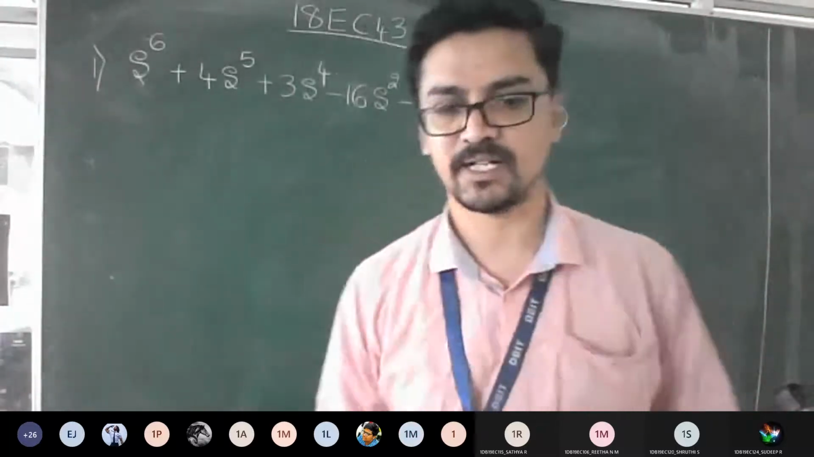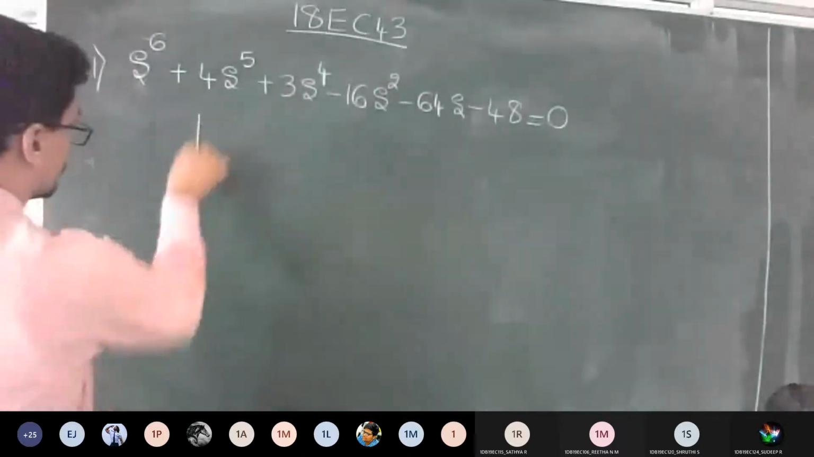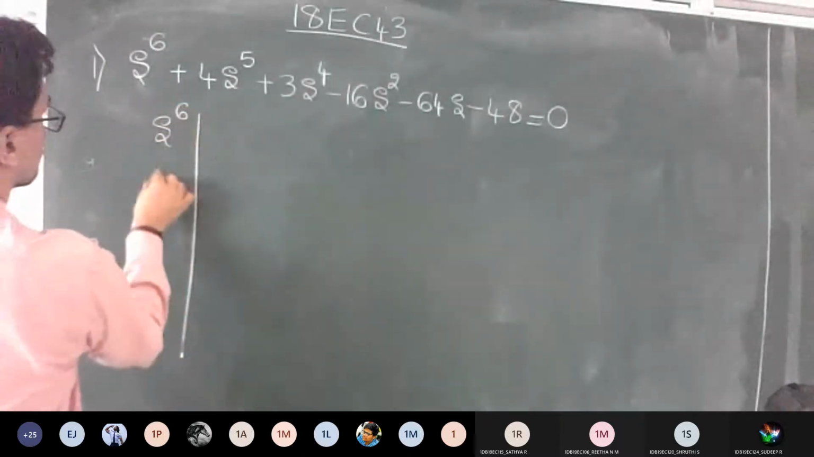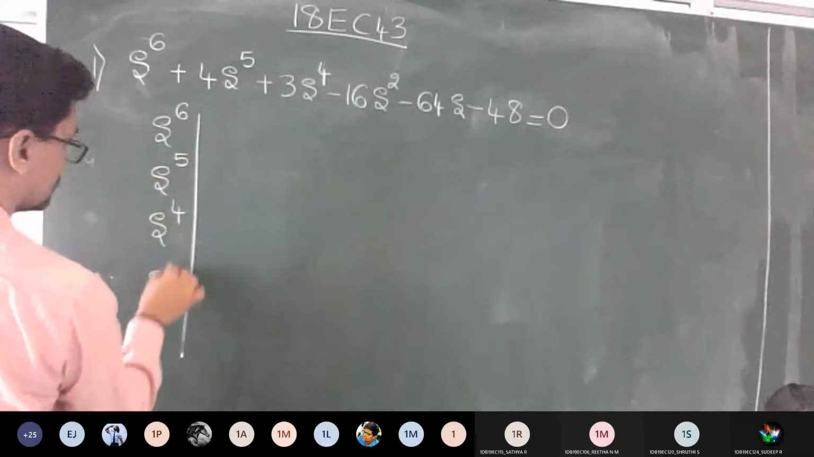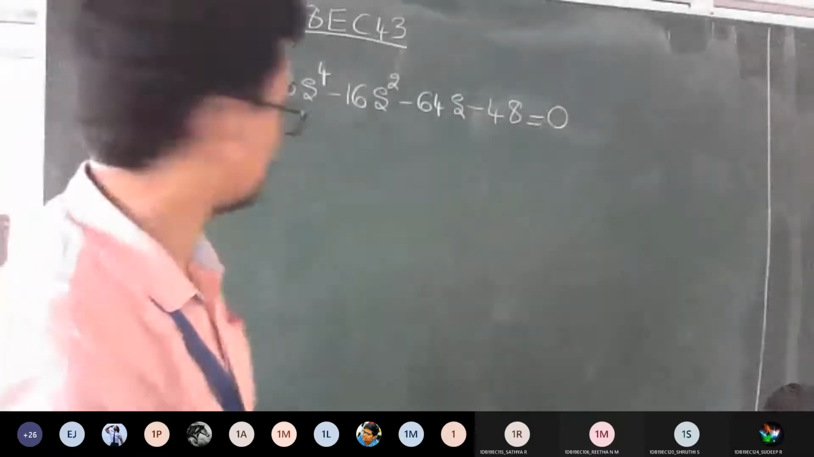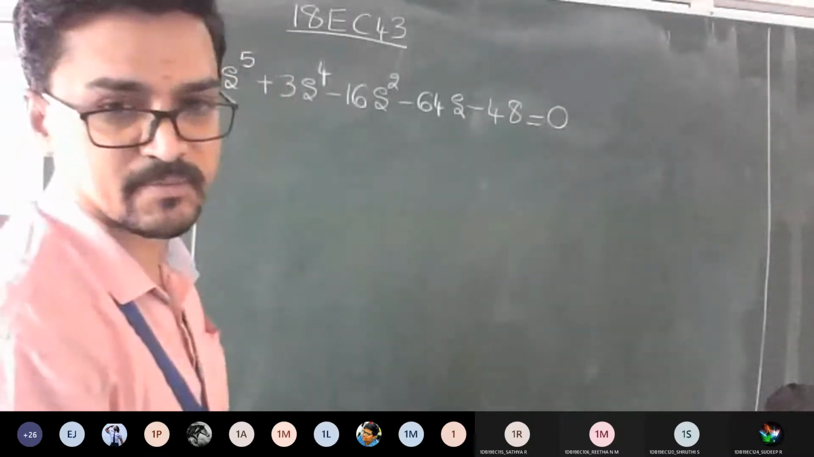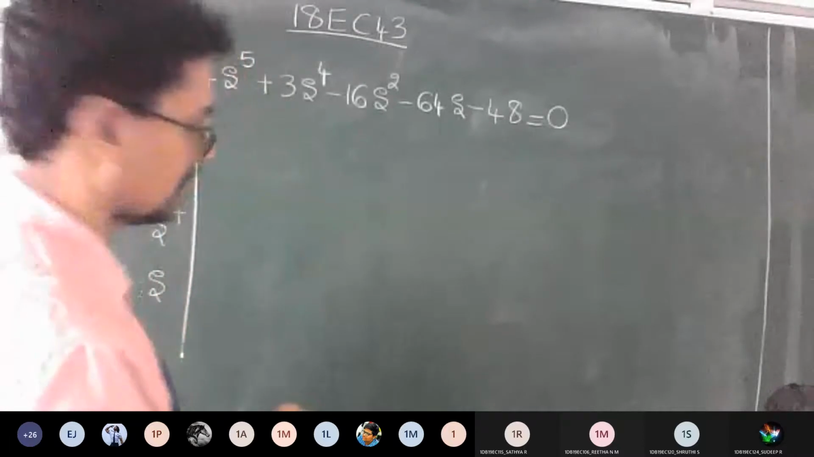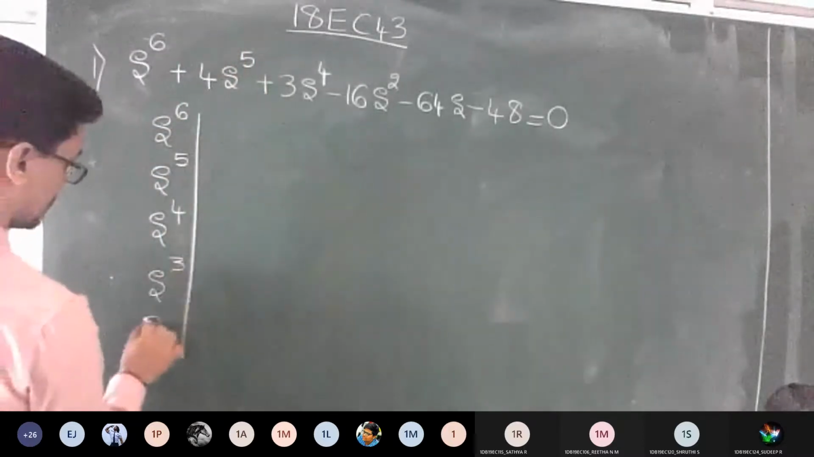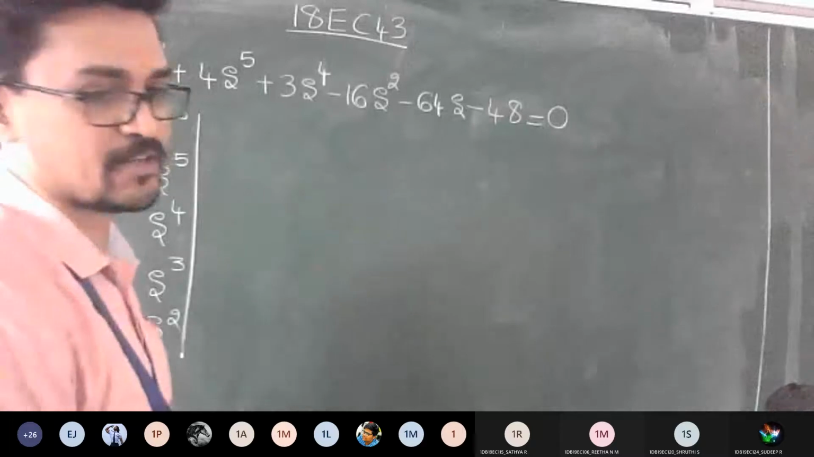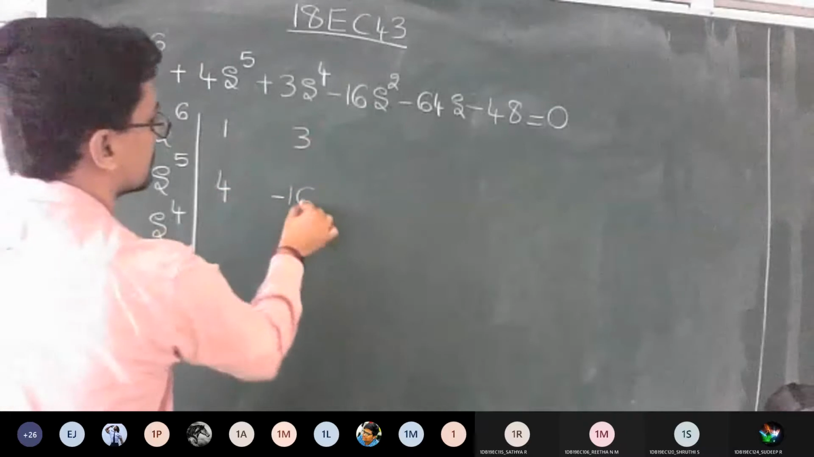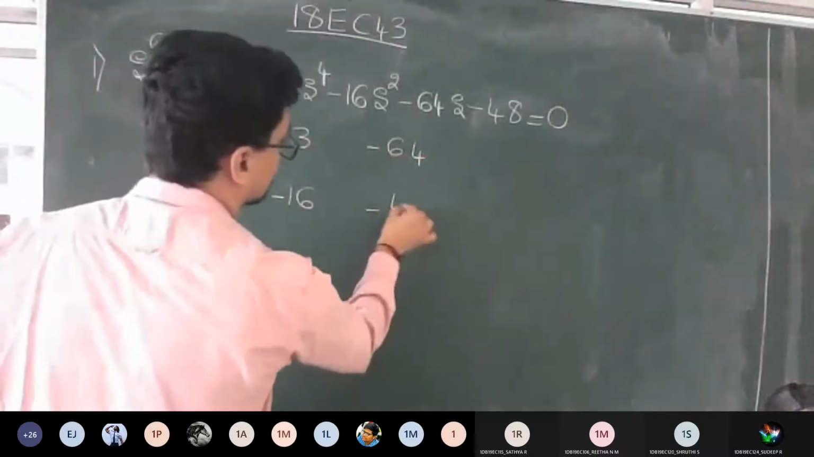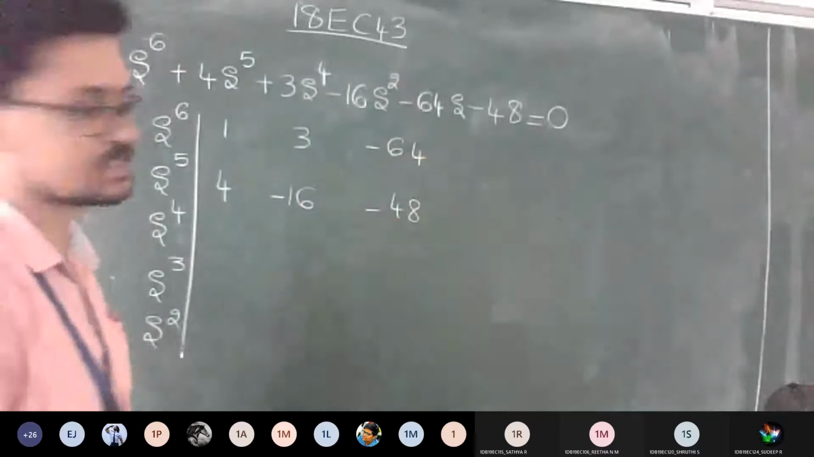How do you used to solve? In the same manner, make a tabular column, an RH array. The maximum rows you can get: s power 6, s power 5, s power 4, s cube, s square. Whatever terms are there, only that much you are supposed to take. So what are the coefficients you have? It's 1, 4, 3, minus 16, minus 64, minus 48.